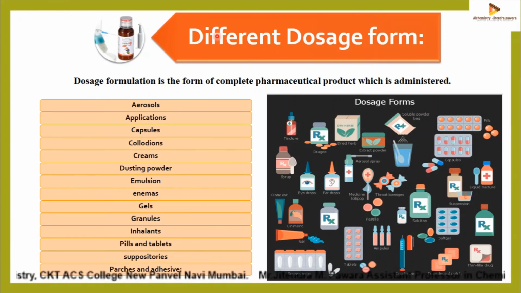So, dear students, today we are going to learn different dosage forms. The drug may be available in different dosage forms. Drugs are rarely administered solely as pure chemical substances, but are always given in a formulated preparation. Dosage form is defined as the form of the complete pharmaceutical product which is administered.